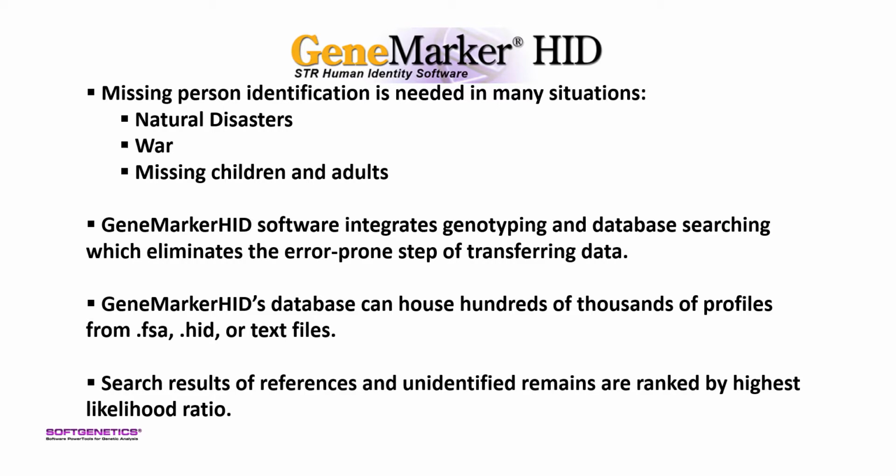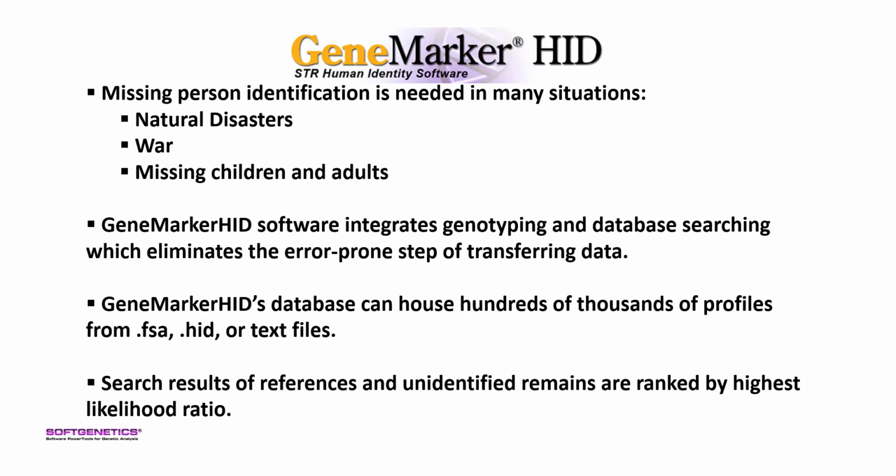Missing person identification may be necessary in many situations, such as mass natural disasters, war, or in the cases of the thousands of missing children and adults reported every year. Identification of remains from physical characteristics is often impossible due to damage or degradation. Current STR analysis methods have the ability to provide complete individual profiles, even in some cases where the DNA is degraded due to age or exposure to the elements.